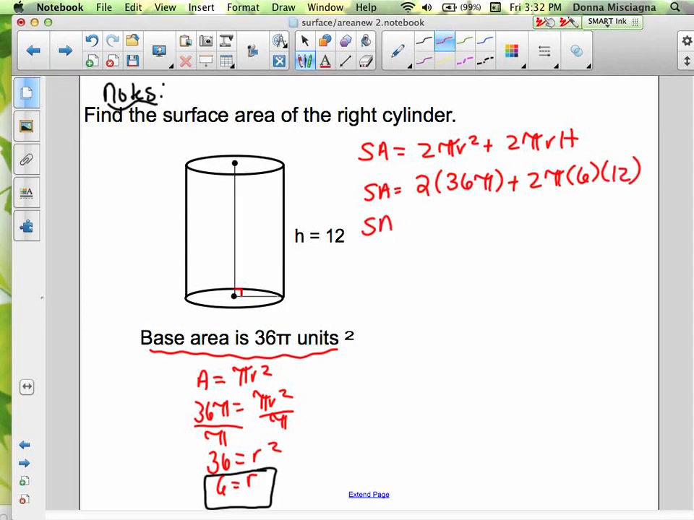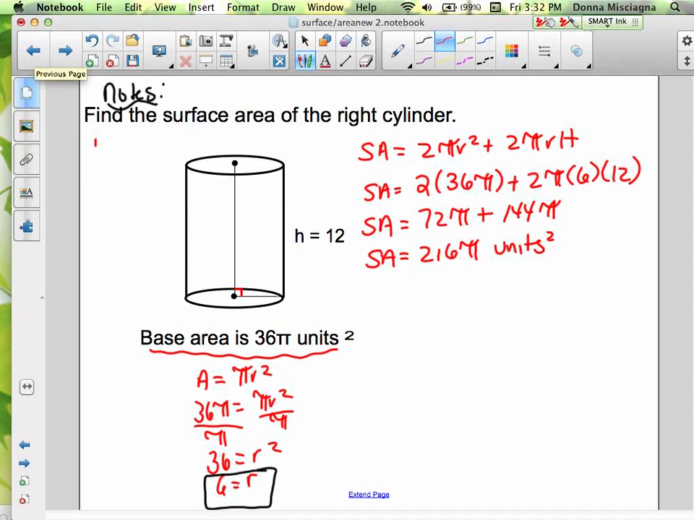All right, so our surface area is going to be 72 pi plus 2 times 6 gives us 12, and 12 times 12 is 144. So our surface area is 216 pi units squared.